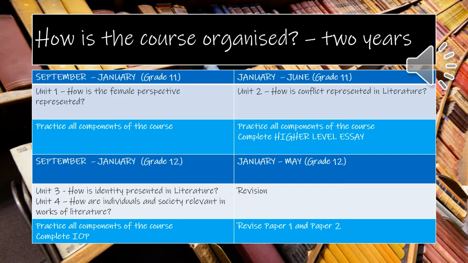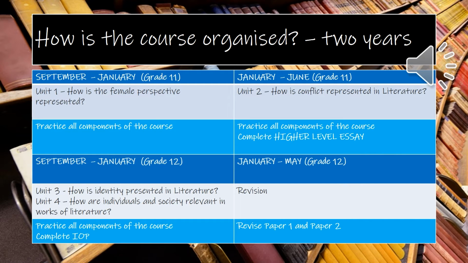So the DP Literature course is a 2-year course. Starting the course in September with how is the female perspective represented. Students will have an introduction to DP and also to the way in which the assessments work. They'll practice all components of the course throughout this unit, and they will be introduced to the way in which they need to write and the way in which they need to speak to achieve the various criterion.